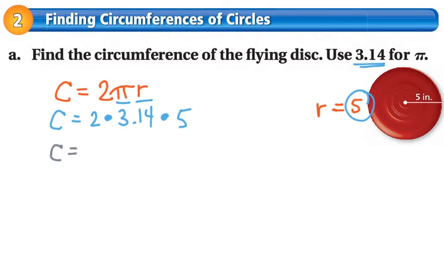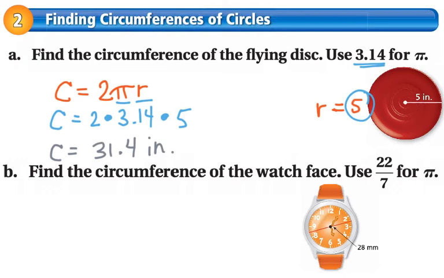I'm going to take 2 times 3.14 times 5, which in your calculator should come out to be 31.4. And in this case, now we know that our circumference is actually 31.4 inches. Let's take a look at part B. Part B says, find the circumference of the watch face. This time, though, we're going to use 22/7 for pi.